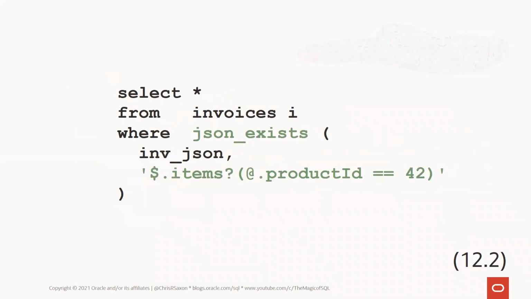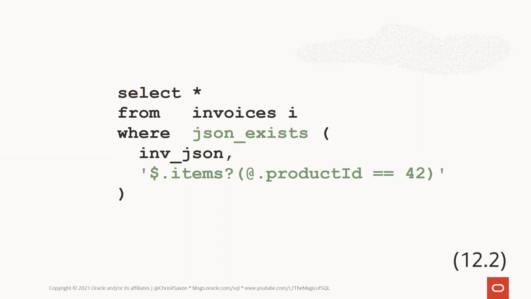The right way to do it is a JSON exists, which is not too obvious. It uses a JSON search expression to find the values. Again, I don't have time to go into the details of this, other than, you know, if you do work with JSON a lot, get comfortable with these.